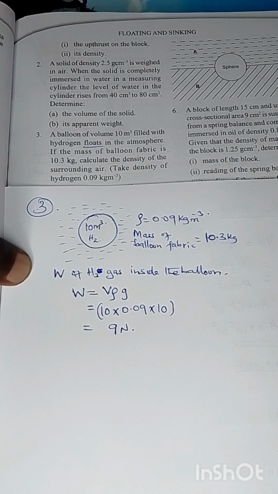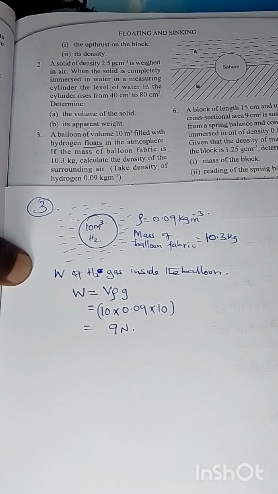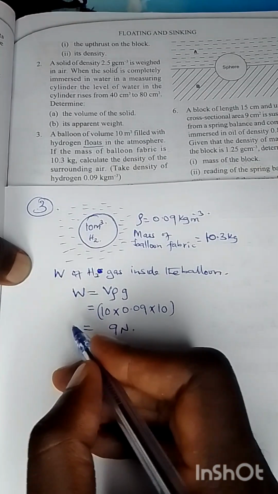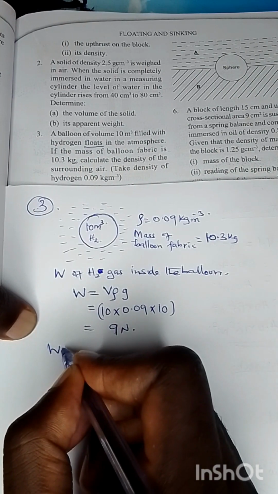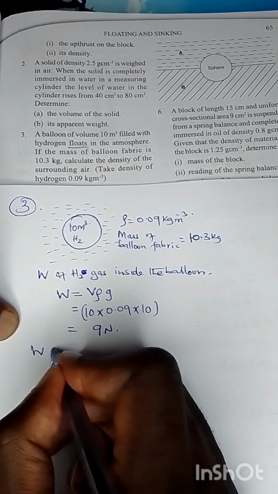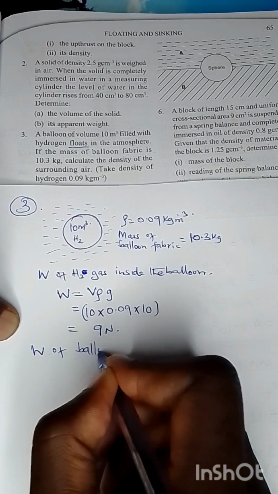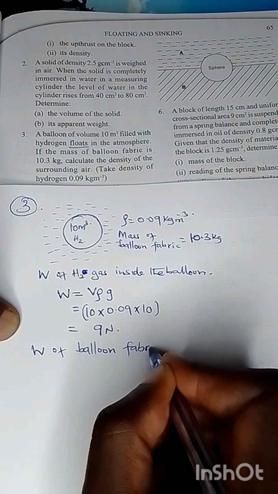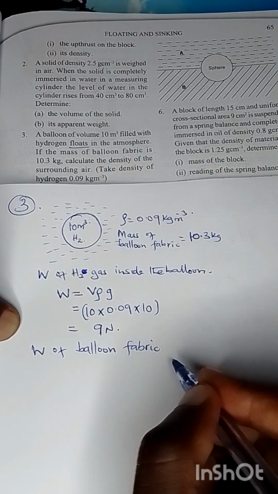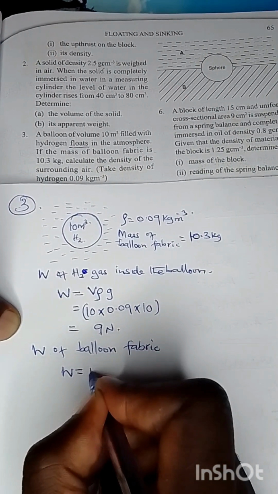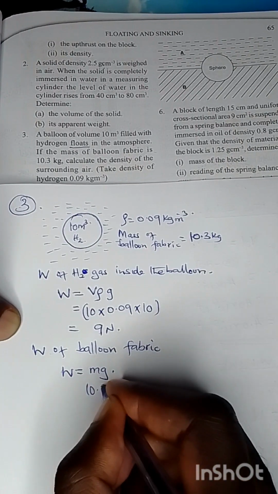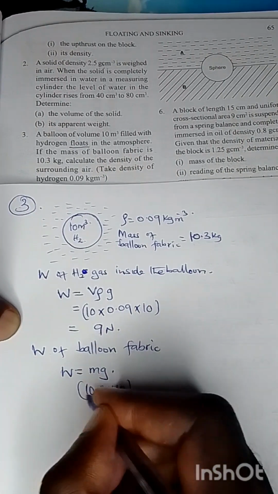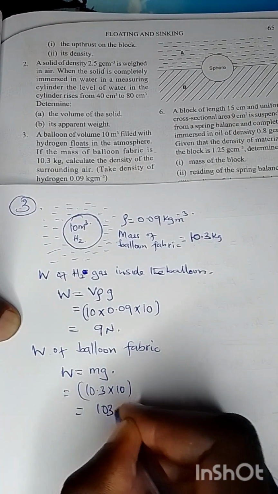So once we have that, we need to get the total weight of the balloon. But before then, we get the weight of the balloon fabric. The weight of the balloon fabric is given by W is equals to mg. The mass of the balloon fabric was given to be 10.3. Let's multiply by 10, and we get that one to be 103 newtons.